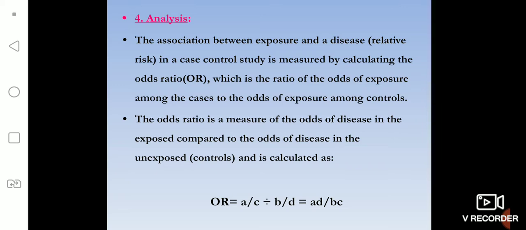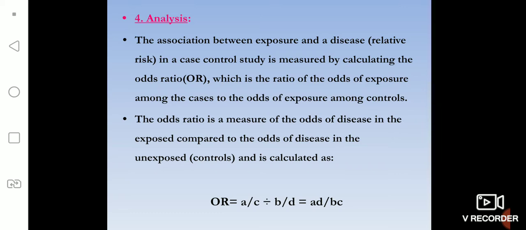Coming to the analysis, the fourth step. Association between exposure and a disease in a case control study is measured by calculating the odds ratio. This is a very important short note also. They can ask you odds ratio as it is. Now, what is this odds ratio? It is the ratio of odds of exposure among the cases to the odds of exposure among controls.